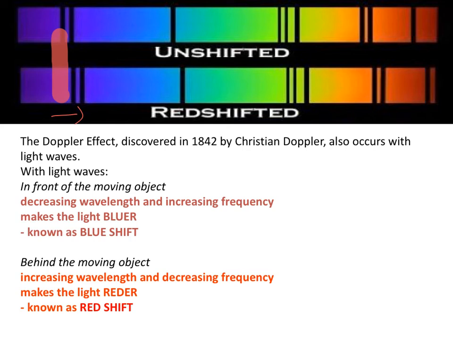The more common type that we see in space is actually known as redshift. This is when we get an increase in wavelength and a decrease in frequency, as shown here. That makes the light redder and is known as redshift, and that means that the star or the galaxy in question is moving away from the Earth.